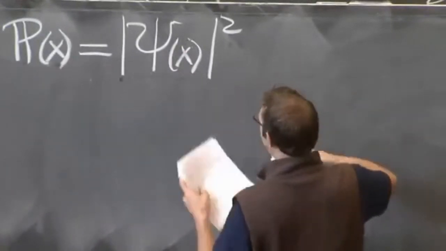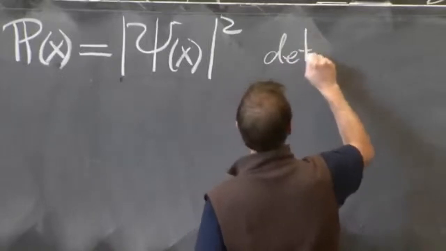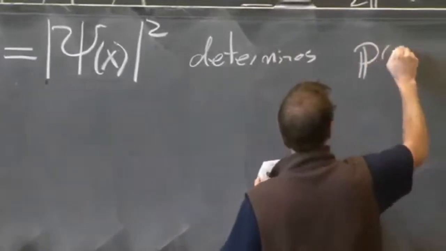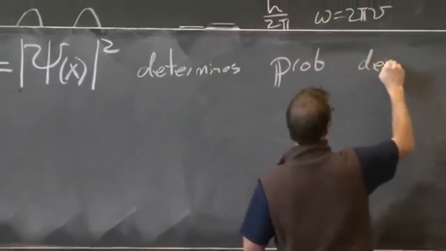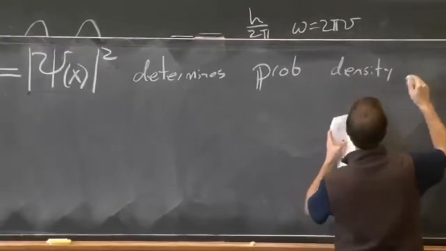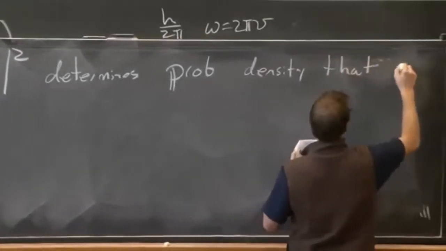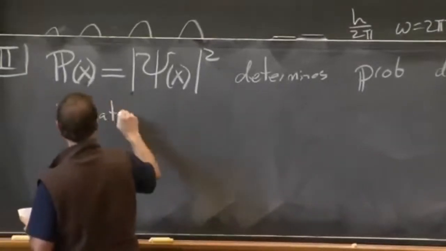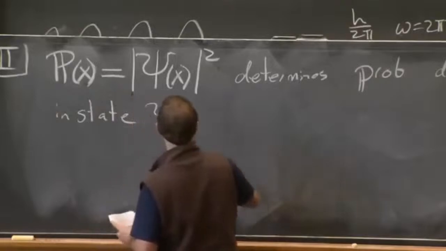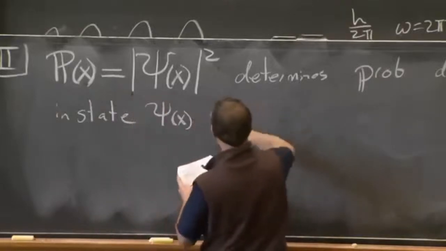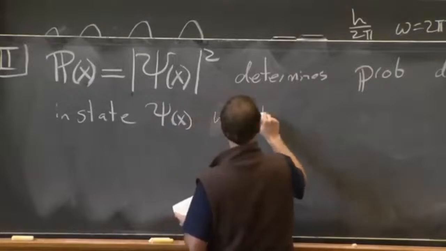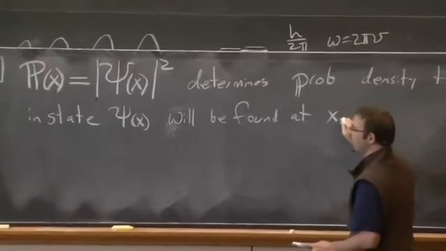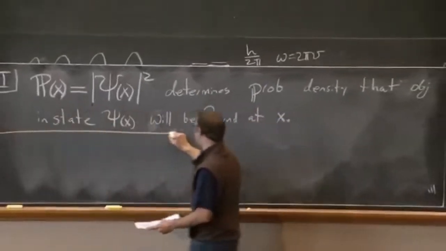So p, which is the norm squared of psi, determines the probability, and in particular the probability density, that the object in the state given by the wave function psi of x will be found at x. OK? So there's the second postulate.